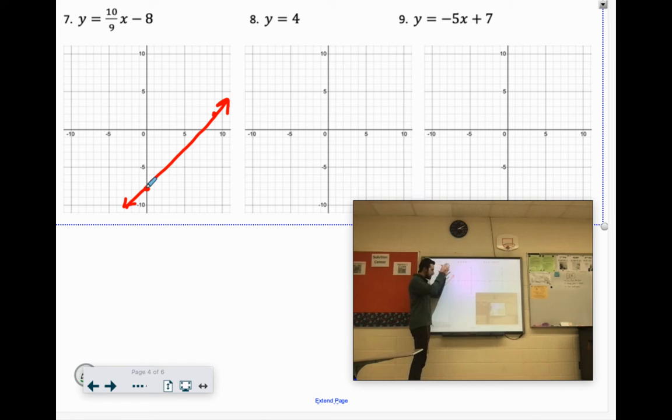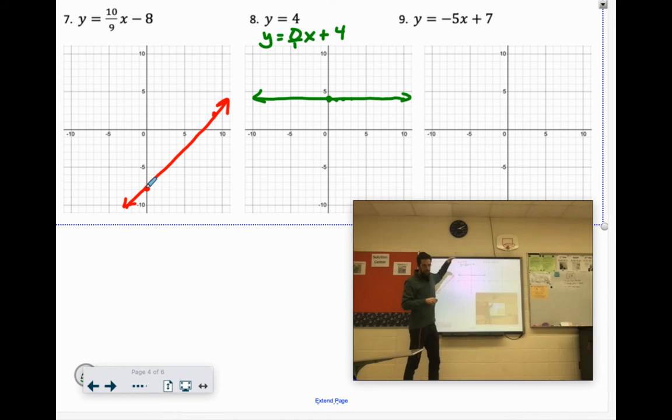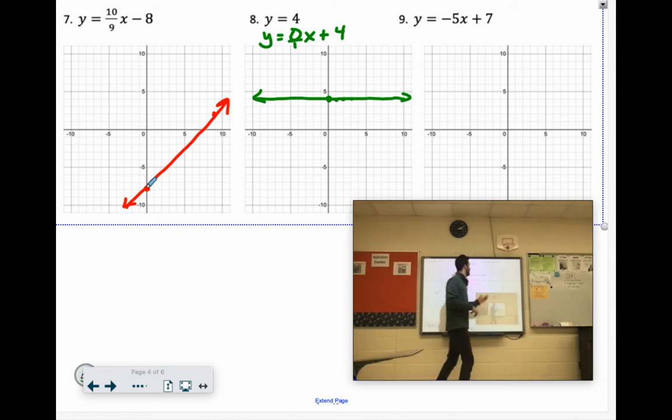Y equals 4. There's no x's. So let's imagine it like 0x plus 4. Well, you go up 4. If the slope is 0, that's a flat line at that number. We talked about that. Or, if you want to think of it as a fraction, you go up 0 over 1, up 0 over 1. But if it's just y equals something, it's a flat line at that number. If it's x equals something, that would be a vertical line at that number.